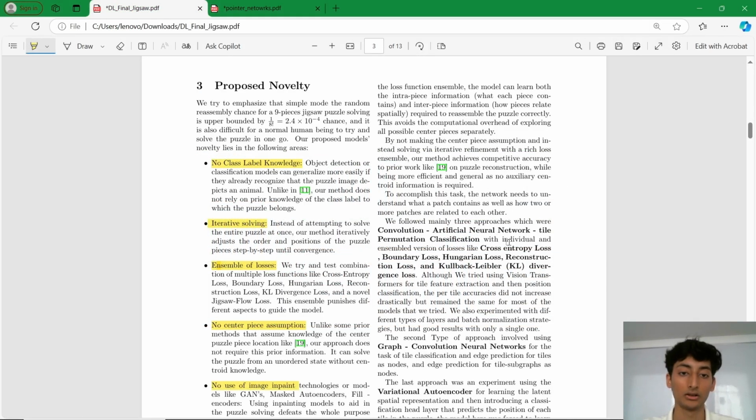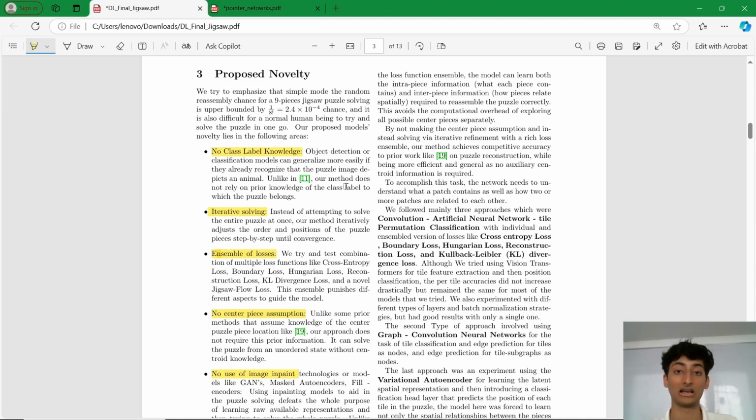So like I mentioned, our proposed novelty is we try to emphasize that the simple chance of a random reassembly for a 9-piece jigsaw puzzle is upper bounded by 1 upon 8 factorial over 9 factorial. It's very low and it is also difficult for a normal human to try and solve the puzzle in one go. So our proposed method, which is different from the previous ideas that we have seen, is we assume no class label knowledge.